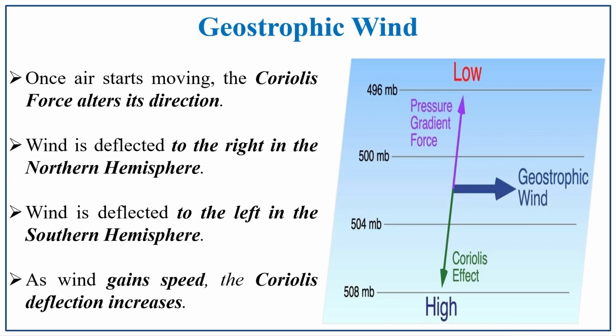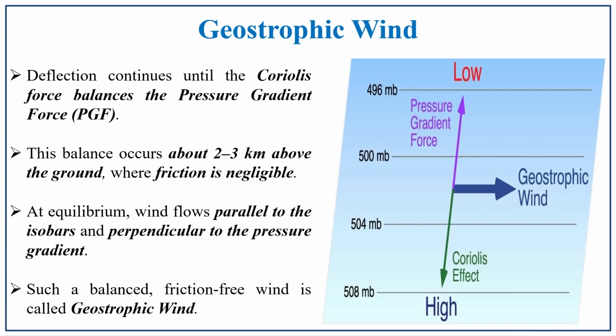Once the air starts moving, the Coriolis force alters the direction. Once the air is moving here, the Coriolis force influences and diverts this air movement. That is, the wind deflects to the right side in the northern hemisphere and to the left side in the southern hemisphere. As the wind gains speed, the Coriolis deflection increases. The wind speed directly influences the strength of the Coriolis force. The geostrophic wind deflects continuously until the Coriolis force balances the pressure gradient force.